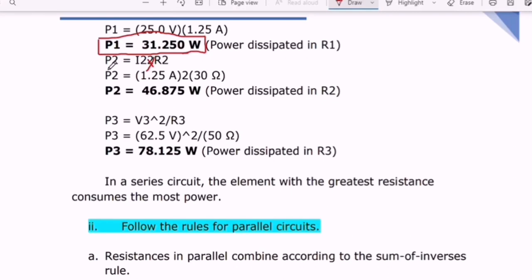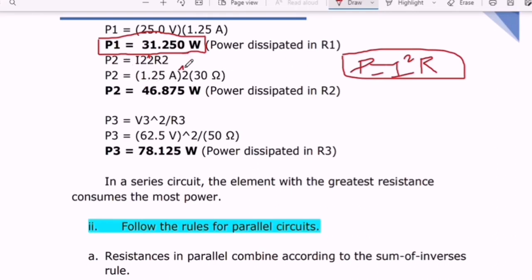So P sub 2, we will use the equation power is equal to I squared times R. Here we know that our current is 1.25, and this is raised to 2. So we know that our current I sub 2 is 1.25 amperes, and our R sub 2 is 30 ohms. So just use your calculator.